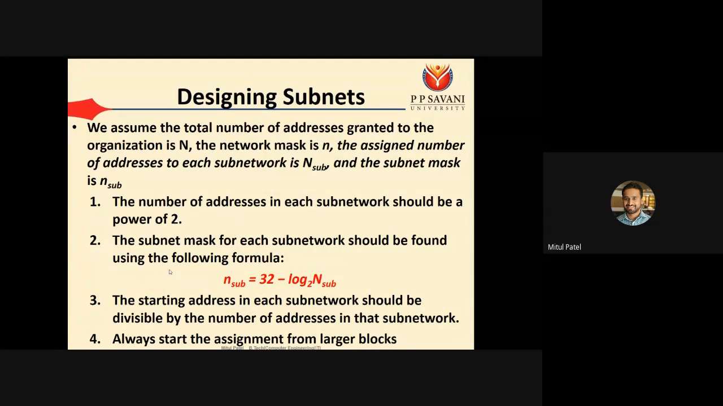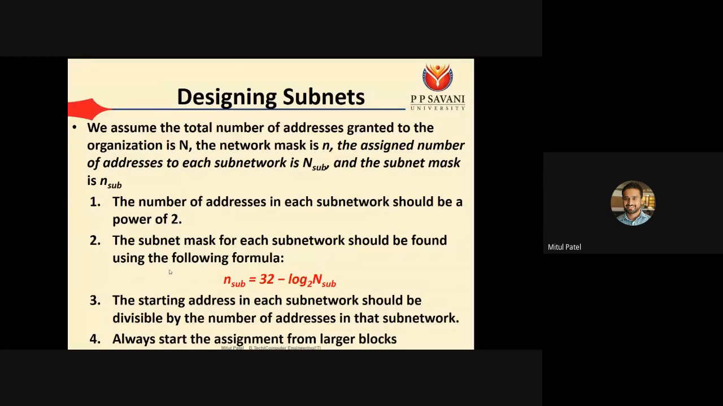For example, class A has 8 bits of network ID and 24 bits of host ID. Class B has 16 bits of network ID and 16 bits of host ID. Suppose we are performing subnetting in class B, then we need to consider the size of the network, that is 65535, and then we can divide that network into various subnetworks.